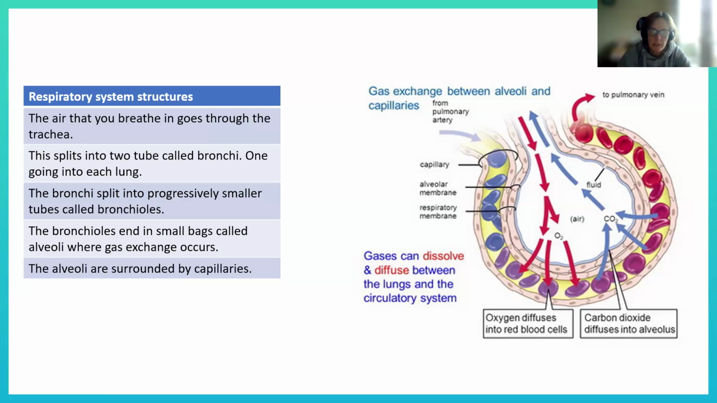So the air that you breathe in goes in through the trachea, that tube splits into two bronchi. These split further into the bronchioles, and at the end we have one of these structures, the alveoli. These are very important, site of gas exchange, and they are therefore an exchange surface. We've talked quite a lot about the importance of exchange surfaces when we were talking about the digestive system.